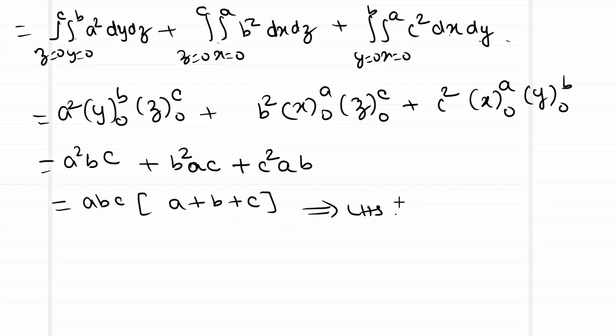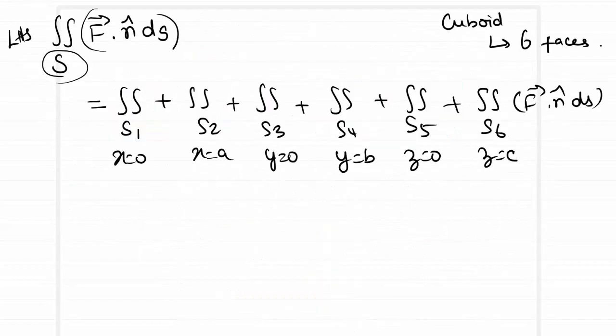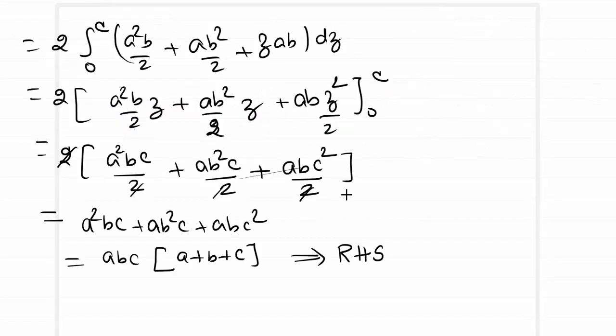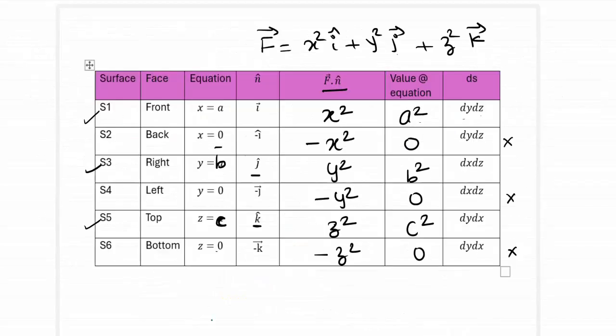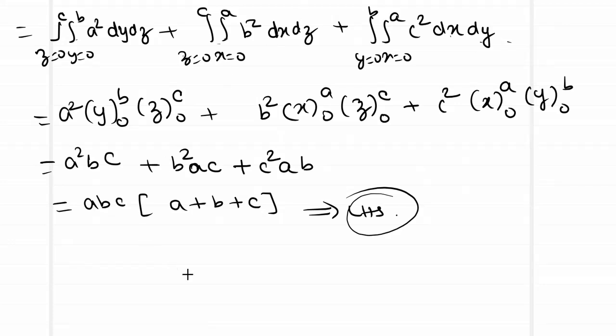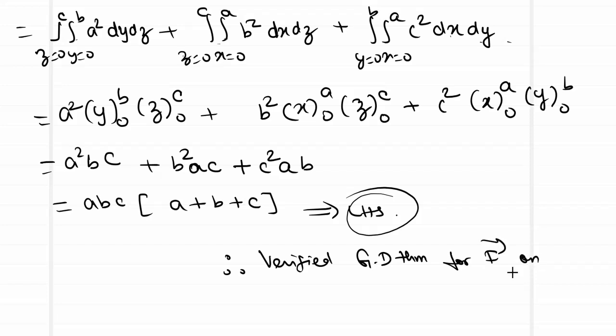So just compare, are the left hand side and the right hand side the same? What did we have for the right hand side? My right hand side also is a, b, c into a plus b plus c. And what about my left hand side? My left hand side is also a, b, c into a plus b plus c. Therefore, we have verified the Gauss divergence theorem for the given f vector on the given cuboid.